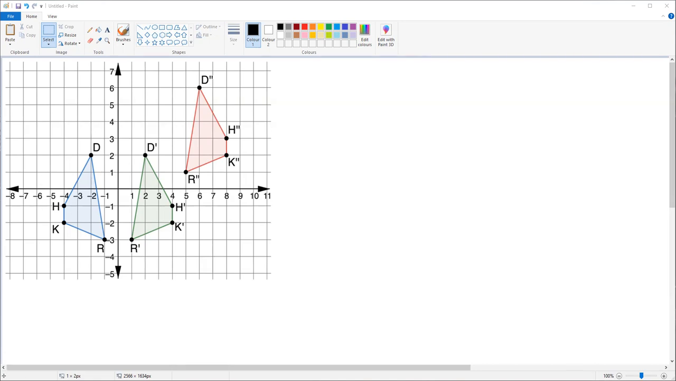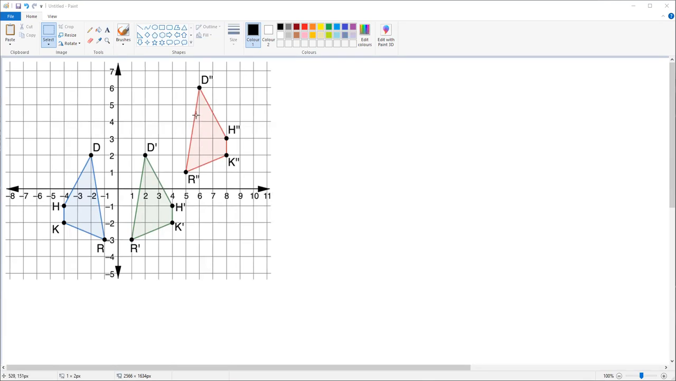It's the blue one here, and it's labeled. We'll just say it's quadrilateral DHKR. The next one is green, and it's DHKR prime. That's what these little hash marks are. And then the third one is DHKR double prime. From that, this indicates that the blue one is the original image, the original pre-image. Then the green one happened after the first transformation, and the red one happened after the second transformation. So blue transformed into green, and that transformed into red.